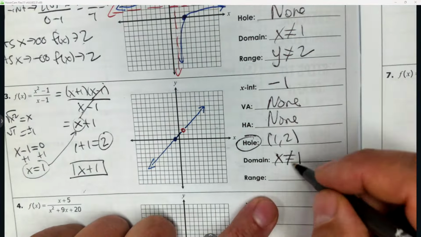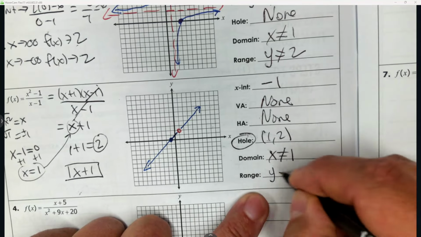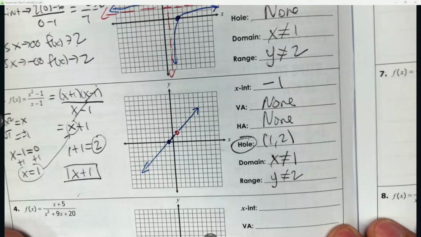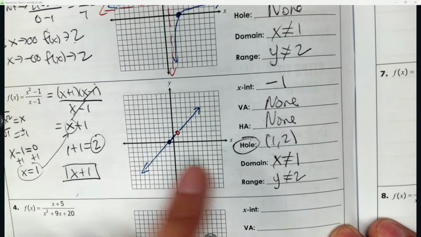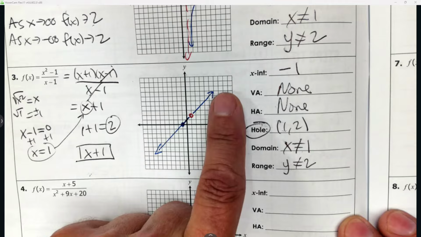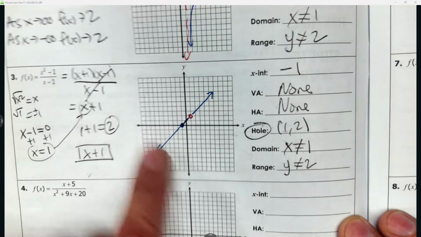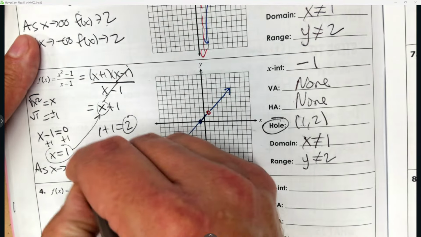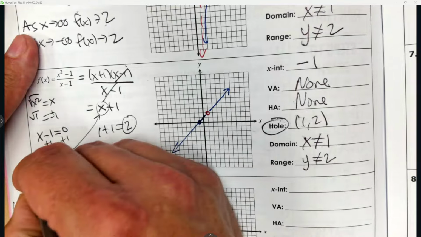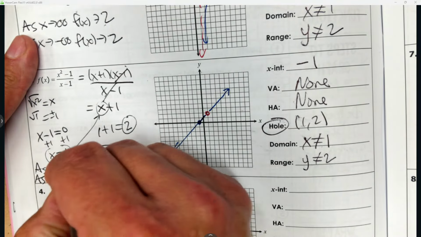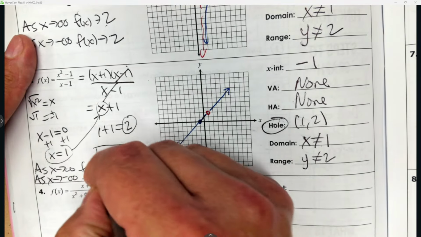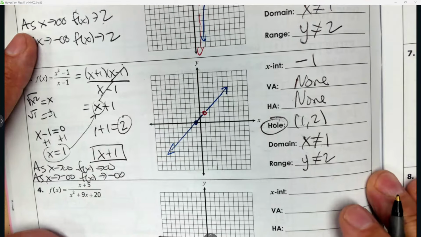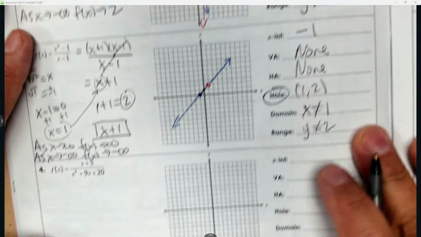The range is the y value of the hole. So the domain is the x coordinate and the range is the y coordinate of what y can't be. And the end behavior actually for this one is to infinity and negative infinity. So without a horizontal asymptote, this goes up in one direction and down in the other direction.